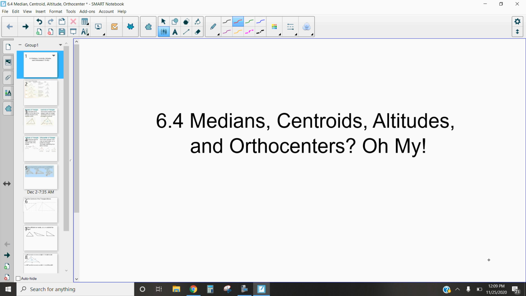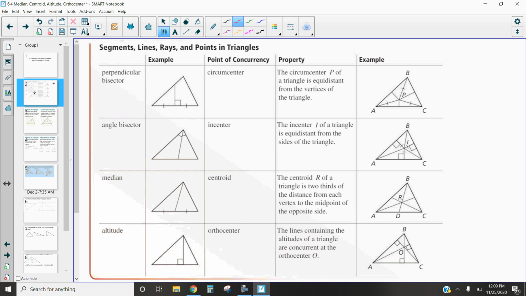Oh my, look at those words. They're fantastic things, and they have fantastic properties when it comes to triangles. And so I'm so excited to explore them with you. But let's first take a look at some of these different segments, lines, rays, and points in triangles. Now, these first few that we're going to cover are actually things that we covered in the last section.